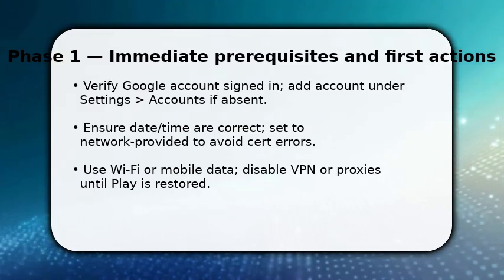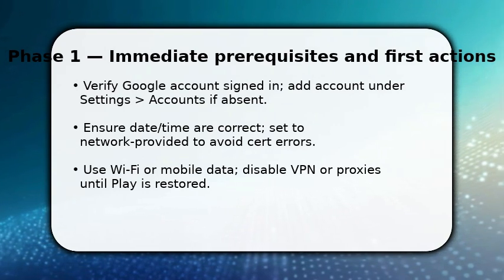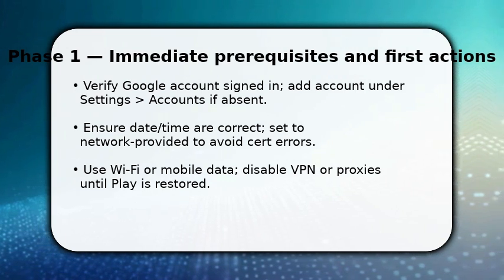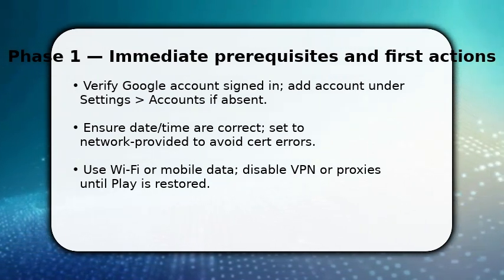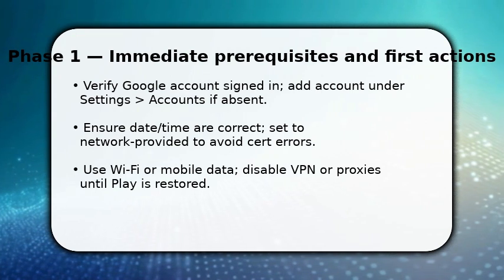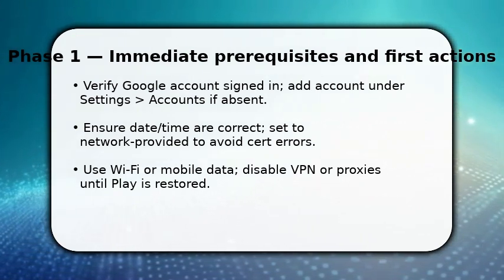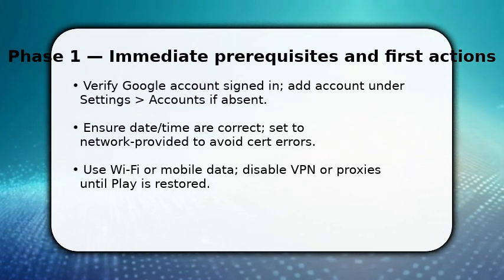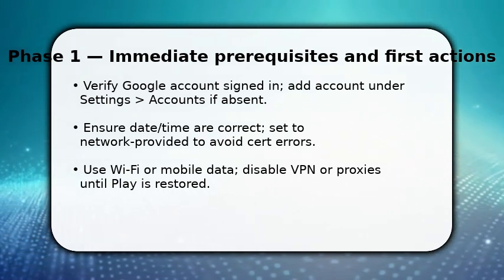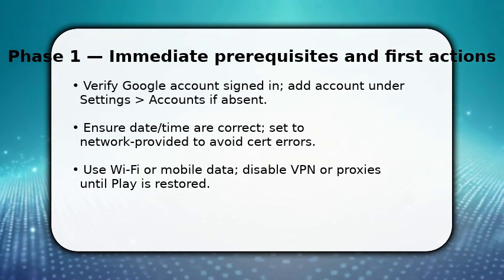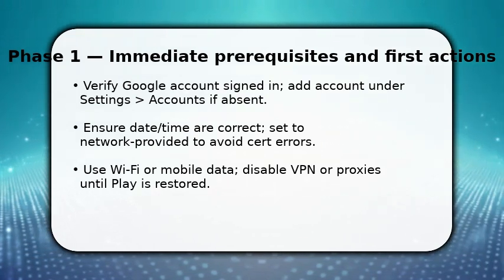You start by confirming essentials, sign into your primary Google account, and make sure the device clock matches network time, because mismatched time breaks secure connections. Once done, switch to a stable Wi-Fi or cellular link and temporarily disable VPNs or proxies. They can block Play. Now open Settings and look for Google Play Store and Apps. Don't hesitate. If you see it, proceed to uninstall updates next to refresh the app core.